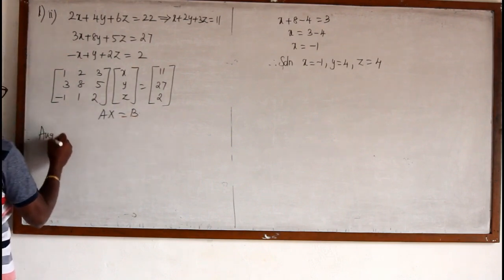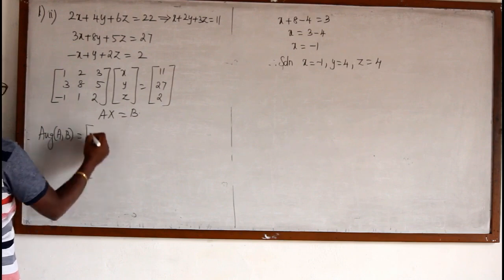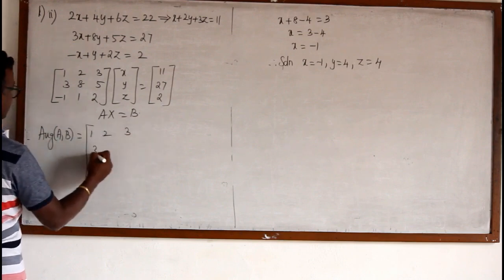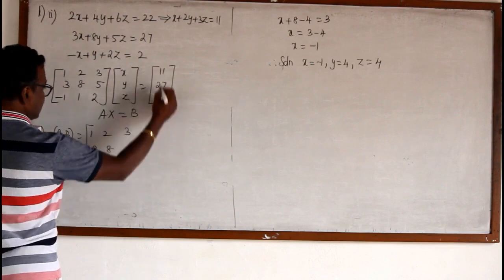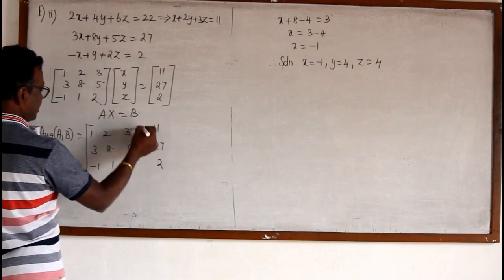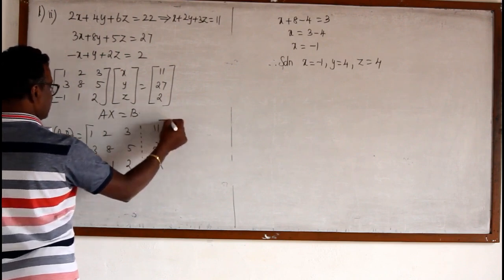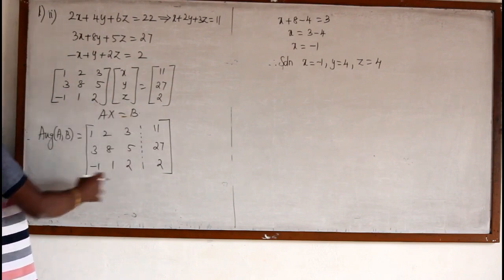But let me go for augmentation of AB. Augmentation means the first matrix 1, 2, 3; 3, 8, 5; minus 1, 1, 2, and take this B matrix also as your fourth column. This is called augmentation. Now I have a matrix. Please find the rank of this matrix.